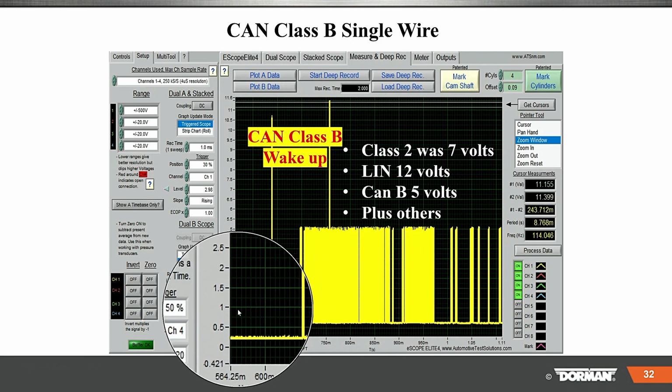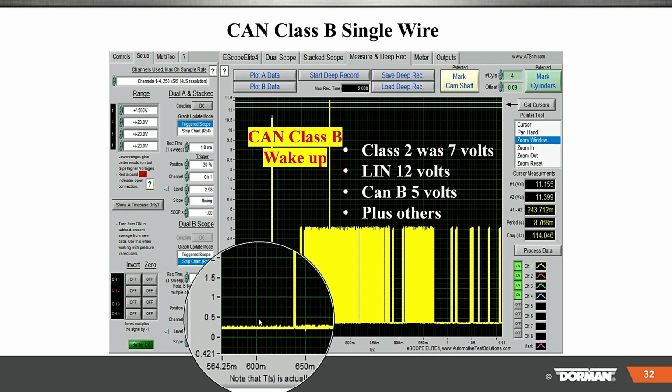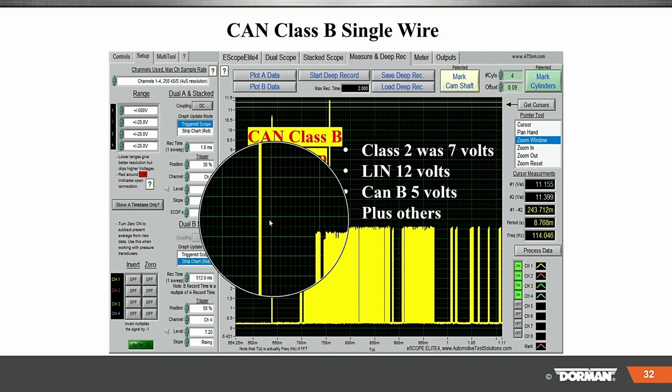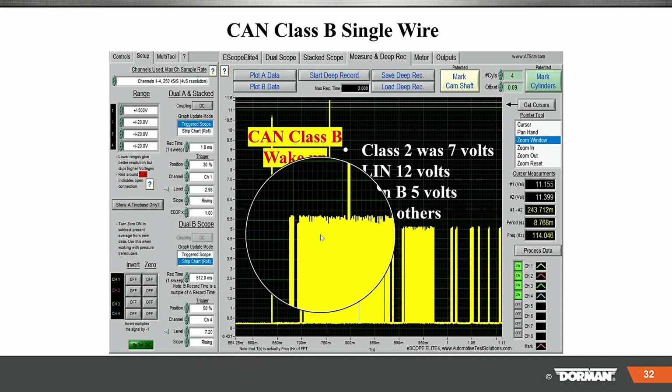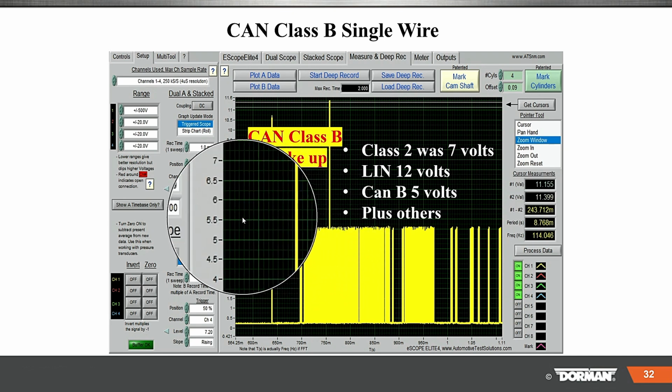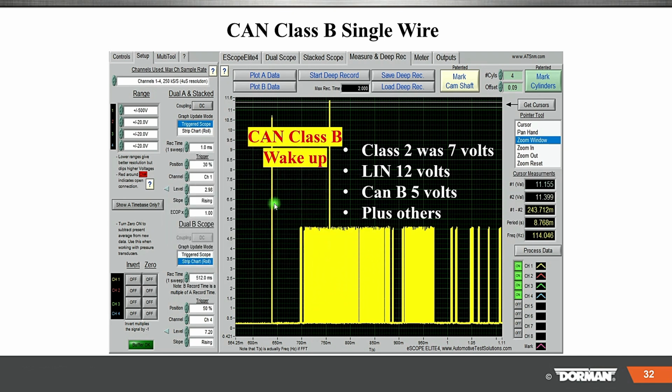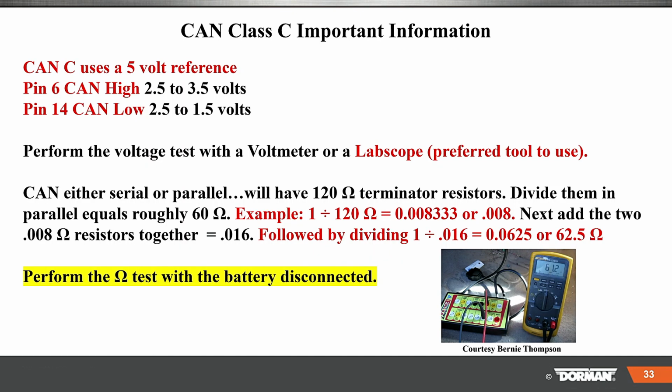And on this system, we're about 300 millivolts, and we're roughly a 5 volt signal. Now, you remember class 2 was 7 volts, LIN 12 volts, CAN B 5 volts, plus there's others out there that we're going to look at like CAN. So here, we're going to do this on the car. I'm going to shut my mouth in a minute and get to the car.